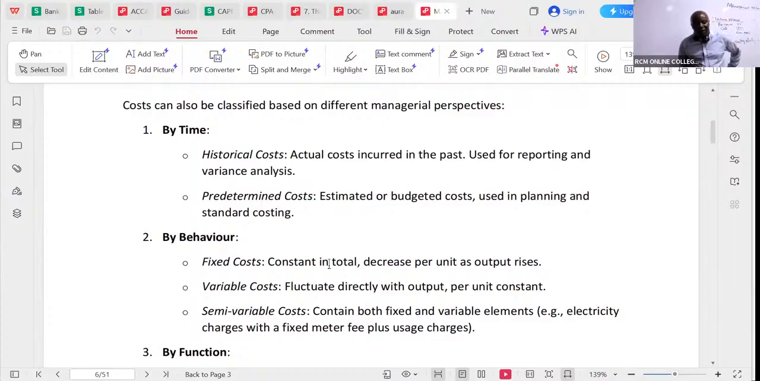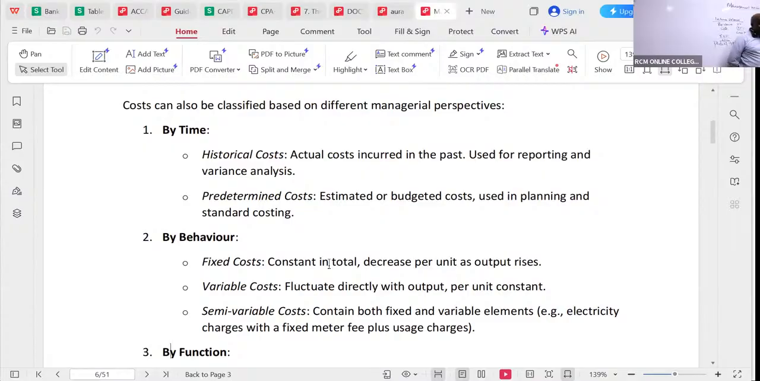Behavioral classification, we have fixed costs. They behave in a funny way. The goods produced are increasing by the day, but fixed costs are ever constant. That's funny behavior. So fixed costs are constant in total. Leave alone that they decrease, they are constant in total. Always constant. That is fixed cost.